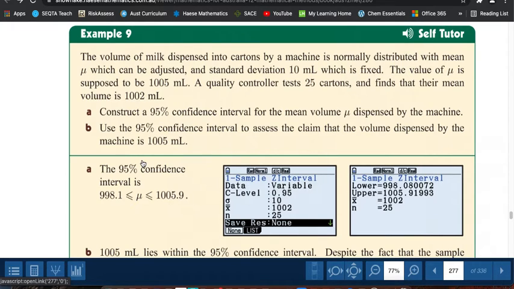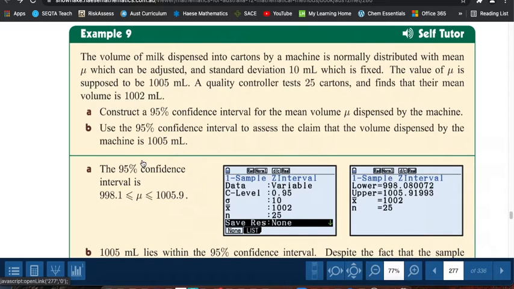We could say, well, I actually want to fill them with 300. Maybe it's a machine that can be used to fill different size cartons. So you can set it to fill 1 litre or you can set it to fill 2 litres or whatever. So it's supposed to have been set to 1,005 mils. Okay, that's what it's supposed to have been set at. But the quality control officer comes and says, right, I'm going to test 25 cartons and finds that the mean of that 25 is only 1,002 mils. So it's a little bit less.